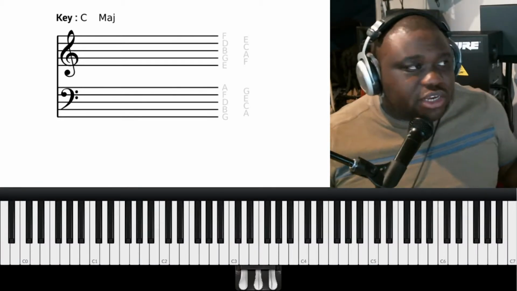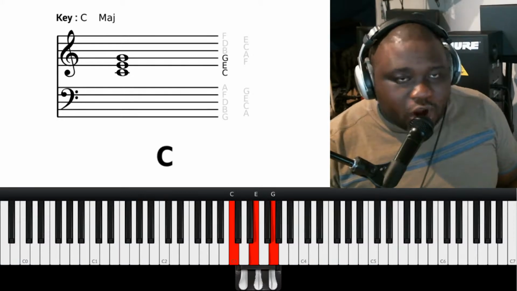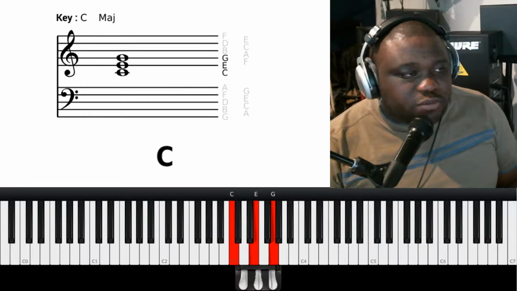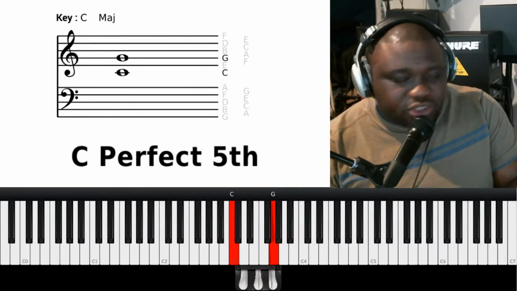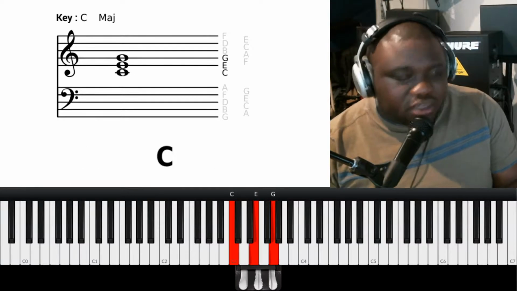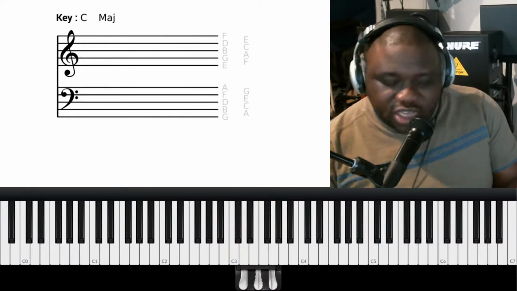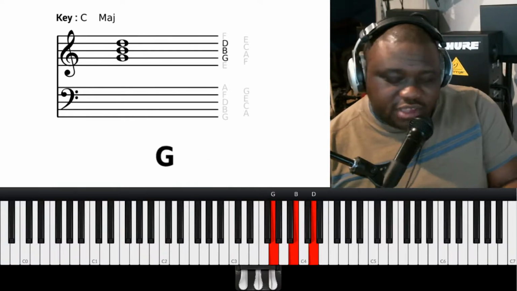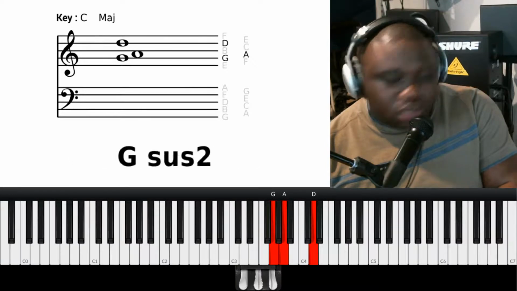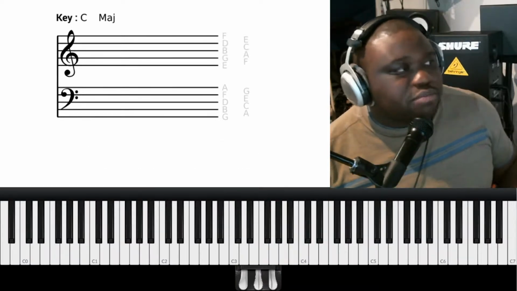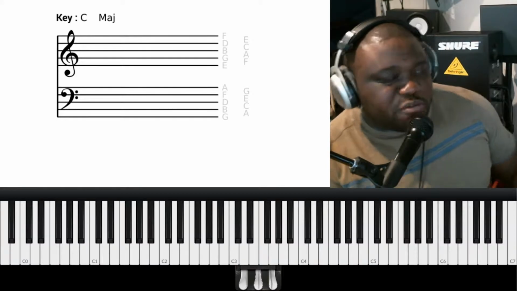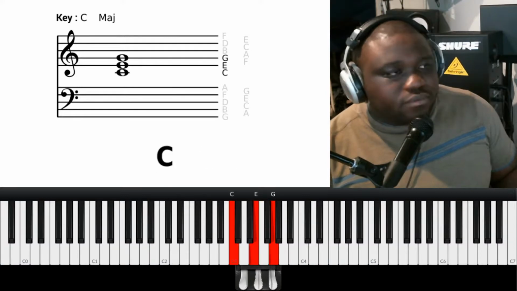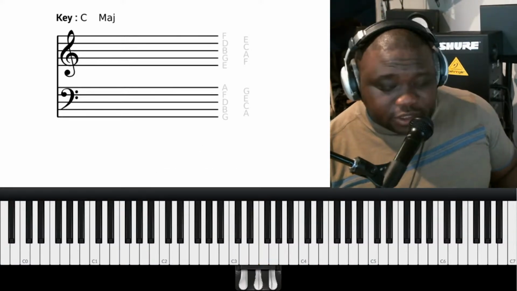Just as a quick recap, we've learned our regulars. We've learned how to suspend by isolating the third to the 2 or the 4. Got it? Isolating the third to the 2 or the 4. It's that simple. If you isolate it to the 2, it means Sus2. If you isolate to the 4, it means Sus4. As simple as that.